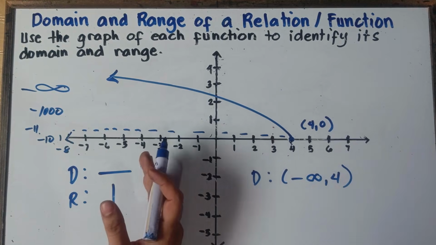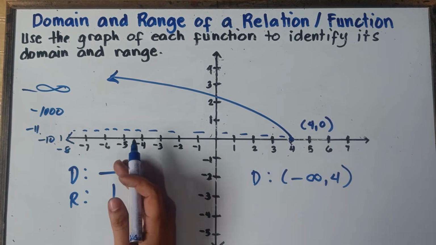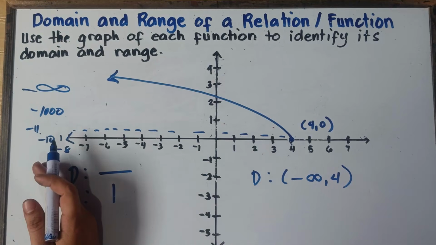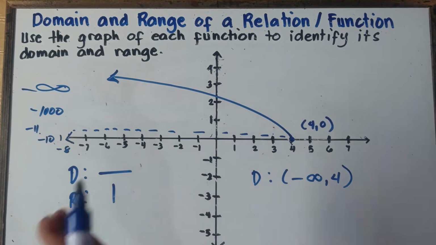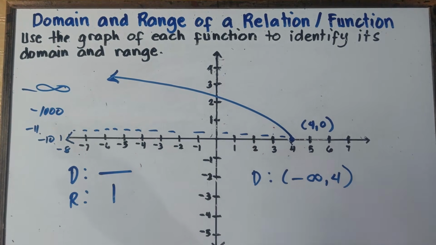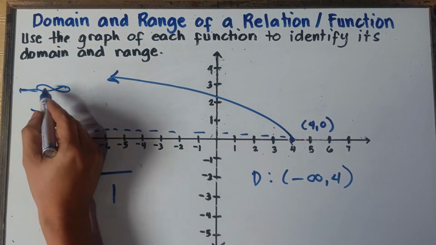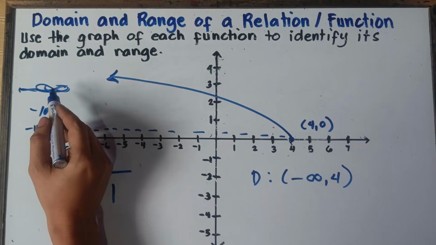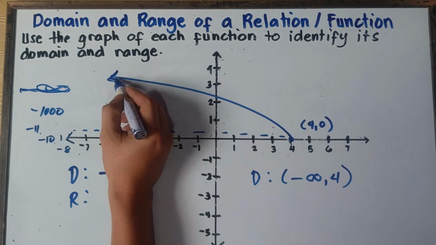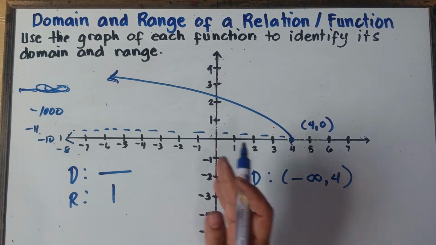Now, what are the x values going to the left? Of course, we know numbers going to the left will be negative 10, negative 1 million, negative 2 million, negative 3 billion, up to negative infinity. Why is that, sir? Because you have an arrow. It means it will extend going to the left.